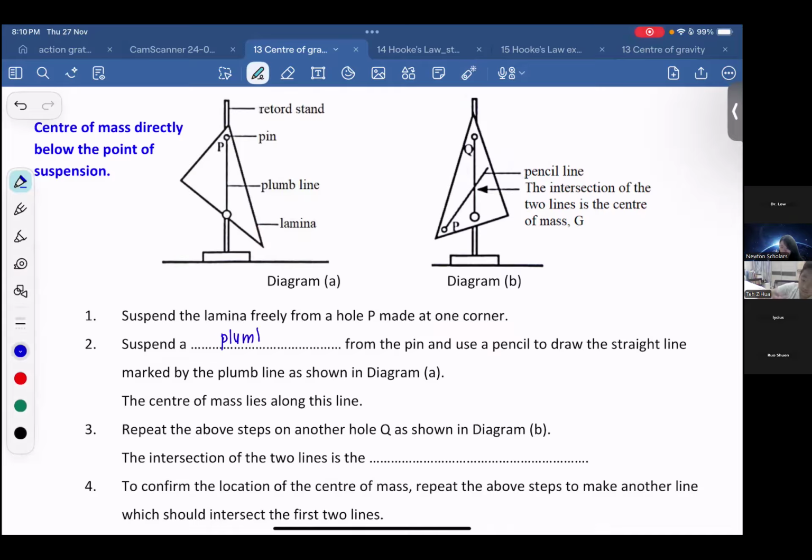Just now I mentioned the plumb line. This line is called a plumb line. It will always act downwards because of its weight. The weight is pointing downward.